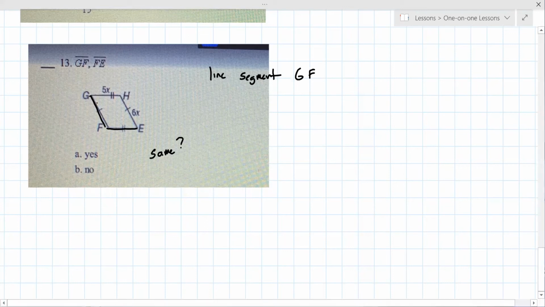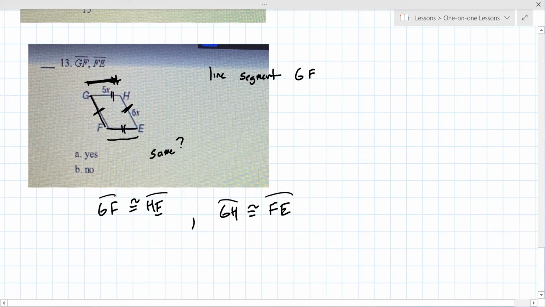The only thing that we know for sure is that G to F is the same as H to E. G to F is congruent to H to E. And we also know that this top one, G to H, is the same as FE because there are the two lines and the two lines. So you're looking for the two lines, which mean these are the same, and the single line means that those segments on the left are the same.